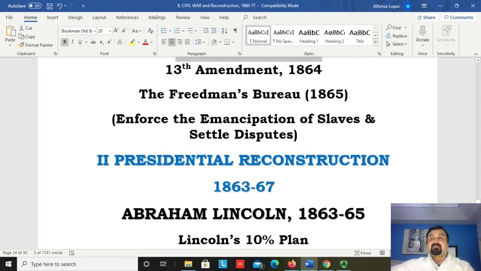So before we wait to have the South surrender and begin the process of Reconstruction, let's end slavery in the Constitution, because that's going to be a requirement that any state that seceded from the Union, if they want to come back, will have to abolish slavery, because now it's illegal in the country, under the Constitution. So they passed the 13th Amendment, that prohibited slavery.